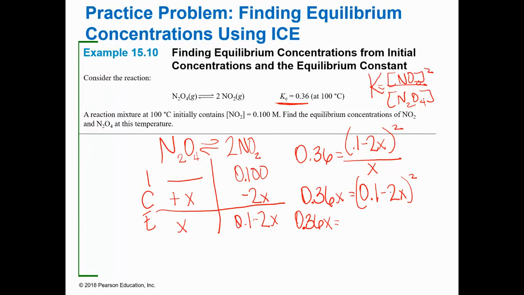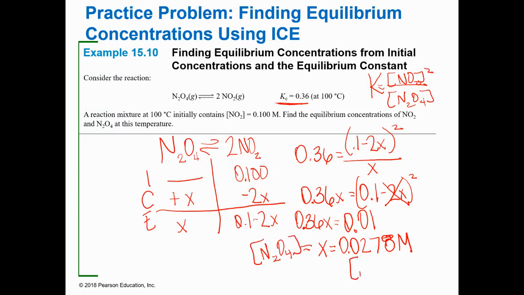For approximations, we get rid of plus and minus X, however many of them there are. So this is just 0.1 squared, which is 0.01. And I get that X is 0.02778 molar. So this is the concentration of N2O4. It also wanted the concentration of NO2, which is 0.1 minus 2 of them. So this is equal to 0.0444. Don't forget that X is a concentration most of the time, especially if you have these brackets.